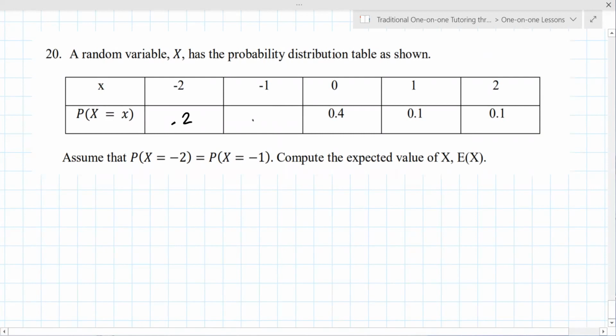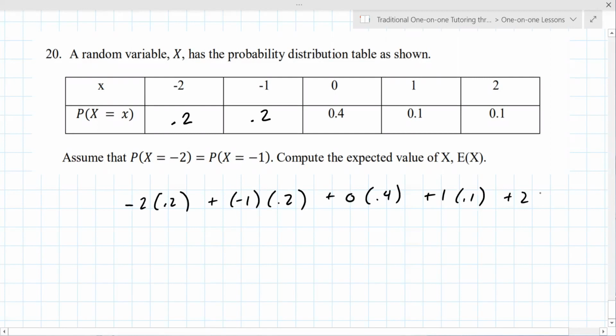Can't I just put this on my calculator and get those? This one doesn't work as well. The formula is pretty straightforward. You could put all the numbers in a list, but by the time you did that, it would have been faster just to multiply them. So it's -2 times 0.2 plus -1 times 0.2 plus 0 times 0.4 plus 1 times 0.1 plus 2 times 0.1. Gotcha. And that's your expected value of x.